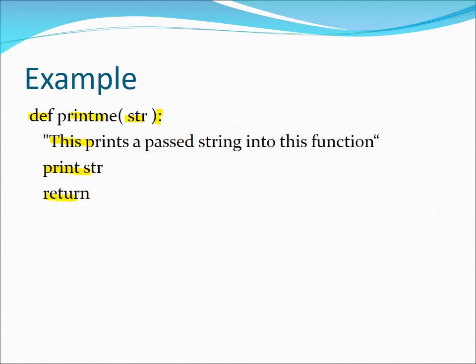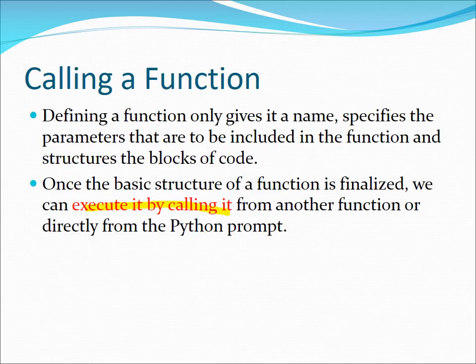So an example: def followed by the function name, str is an argument, then followed by a colon. Then this is the documentation string. Then the body of the function is to print the string and return back.